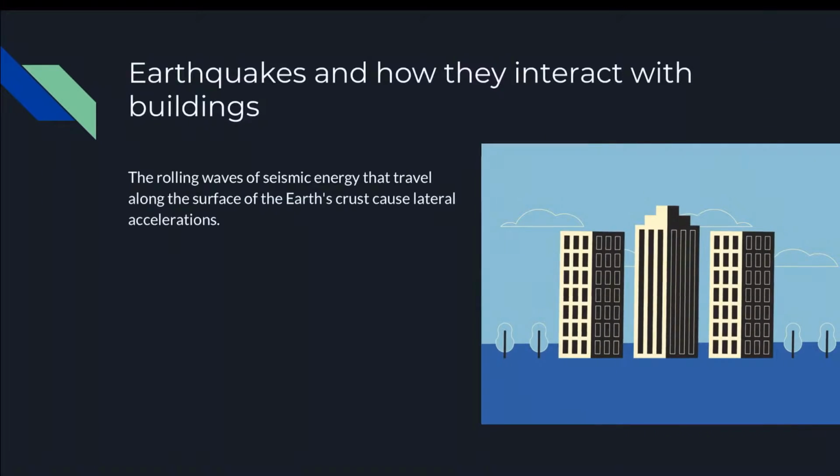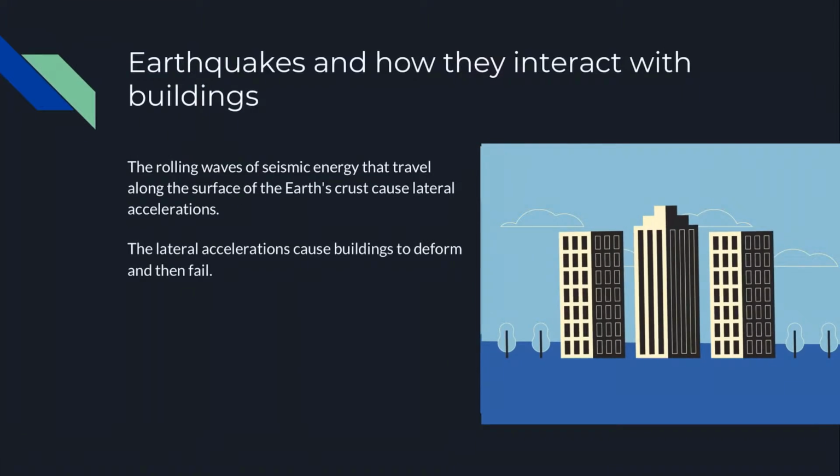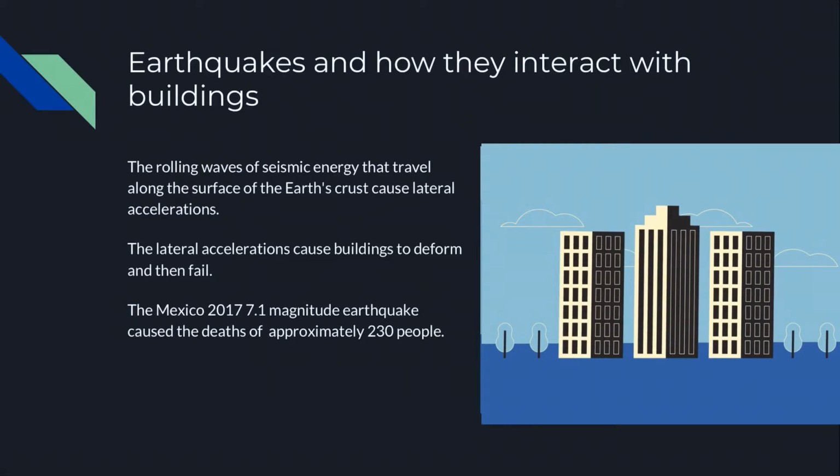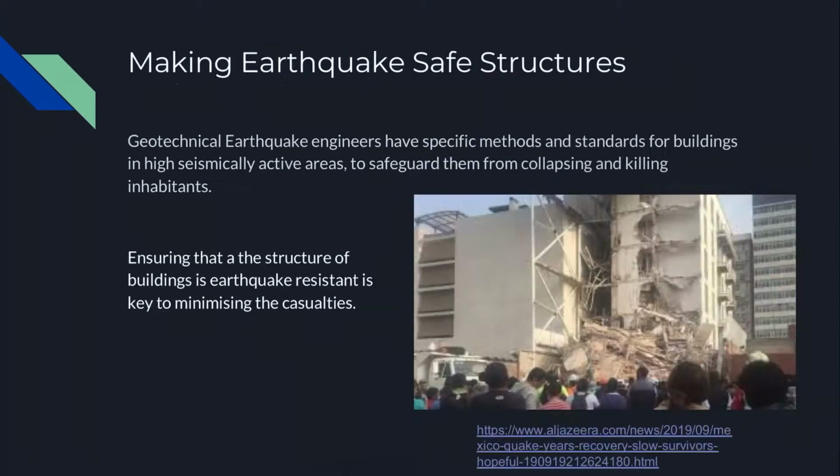Earthquakes and how they interact with buildings. The rolling waves of seismic energy that travel along the surface of the Earth's crust cause lateral accelerations. The lateral accelerations cause buildings to deform and then fail. The Mexico 2017 7.1 magnitude earthquake caused the deaths of approximately 230 people, making the case for earthquake safe structures.